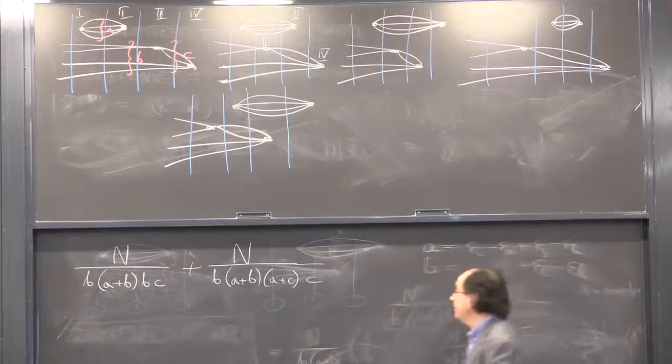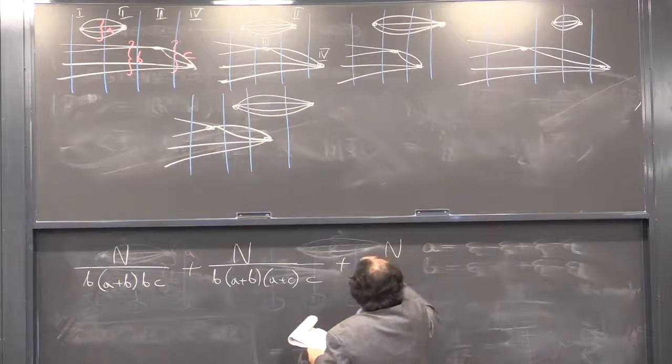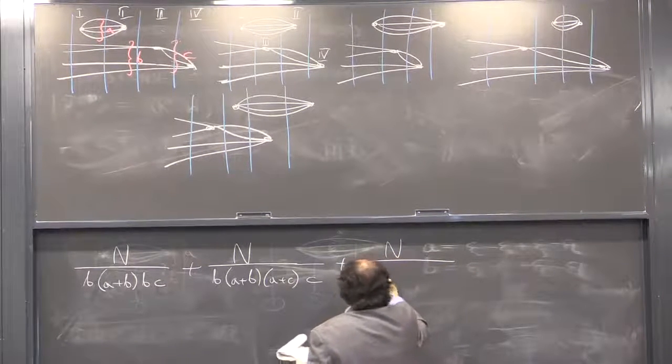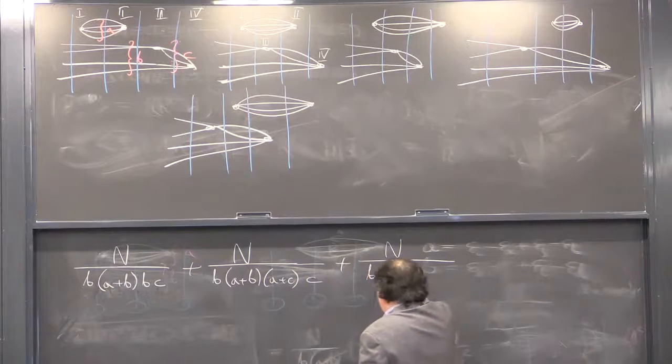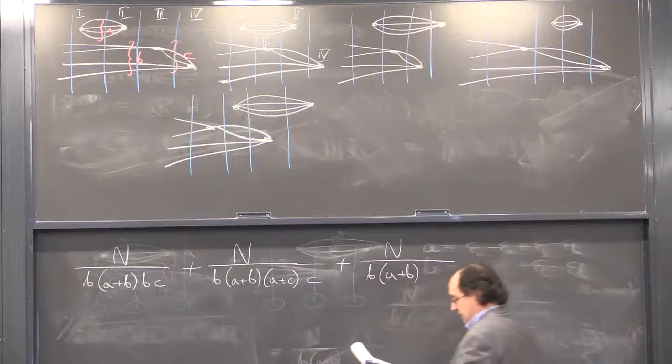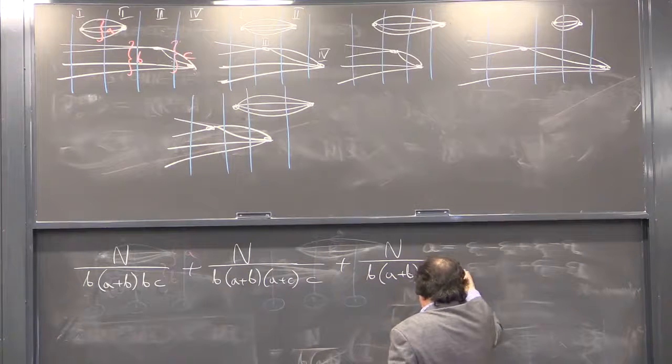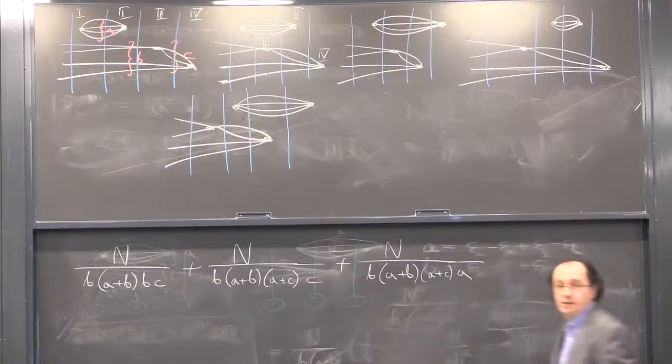Agree? Then the next one, maybe you can dictate again. What should I say? All right. B, then A plus B, right? And then A plus C, perfect. And then A, perfect. Okay.